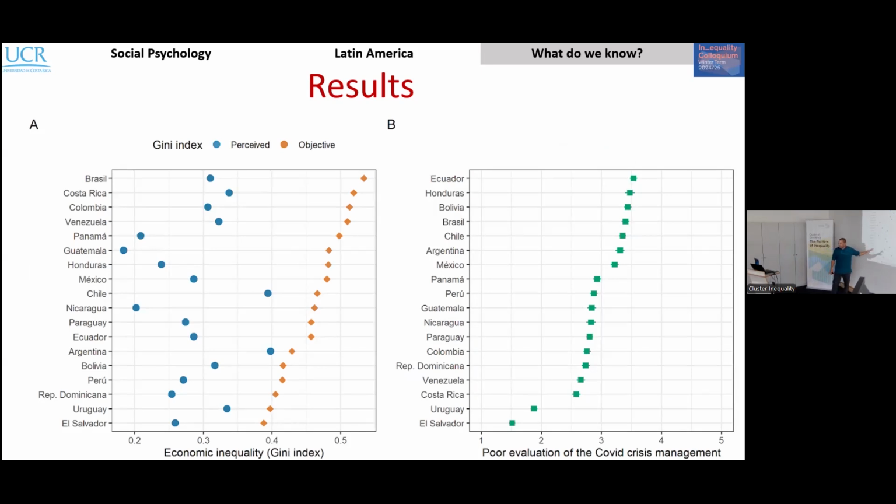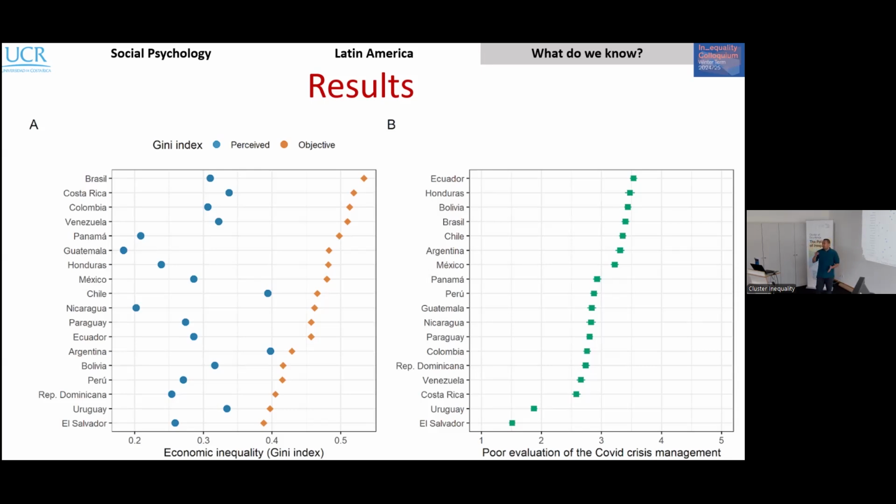And this graph, I mean, this was not the principal result. This is a descriptive result, but it is the result that we like more at the moment. It was not the principal idea that we had, but now when we think about what is going on in Latin America, we are really interested in this graph on the left. These orange triangles are objective inequality, how inequality is in the country, and the blue circles are how people perceive inequality. So we can see the gap between perception and real objective inequality in each country.